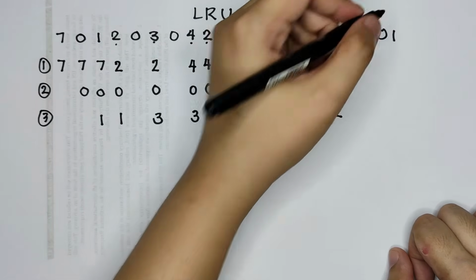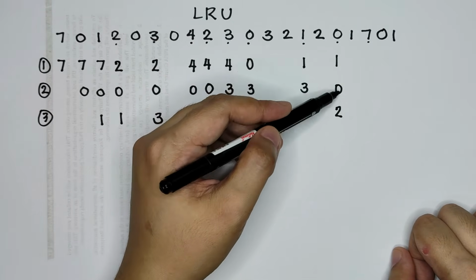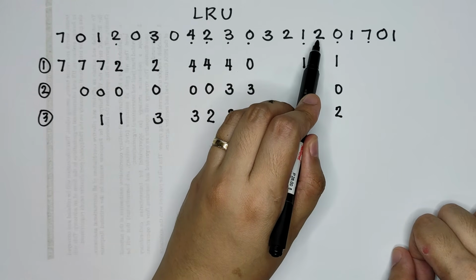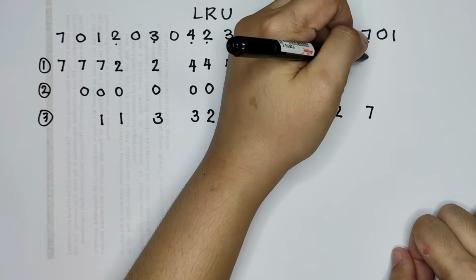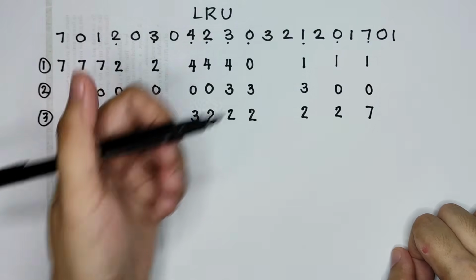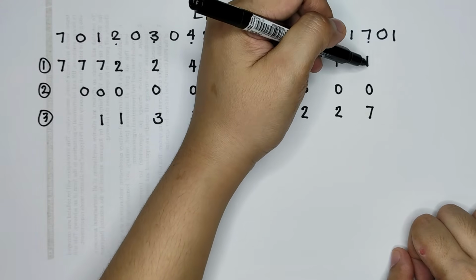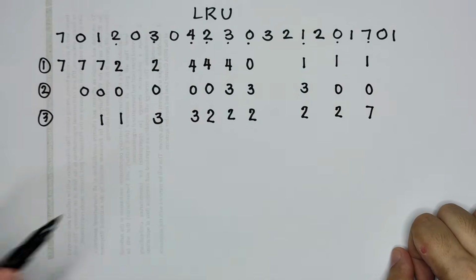And then next is we have 7. 7 is not in any of the page frame. So the current value is 102. Since 2 is the least recently used among the 3, replace 2 with 7, and then just copy 1 and 0. And then 0 is already here, and 1 is already inside the page frame. So this will be our result for least recently used.